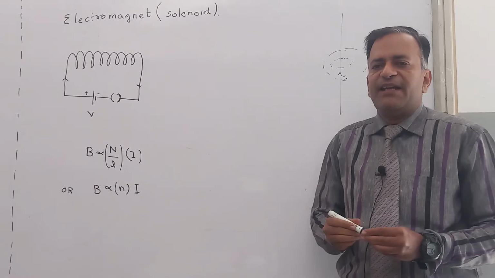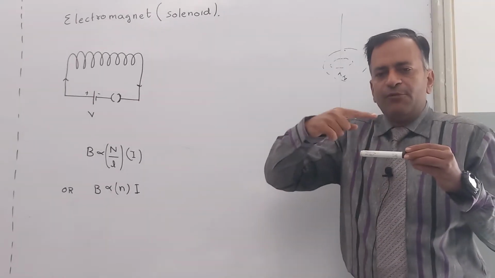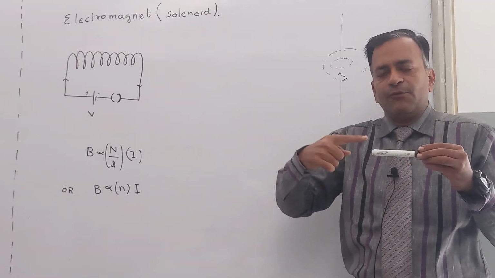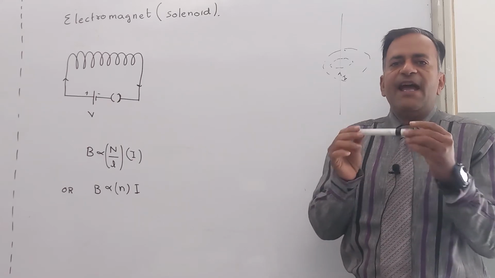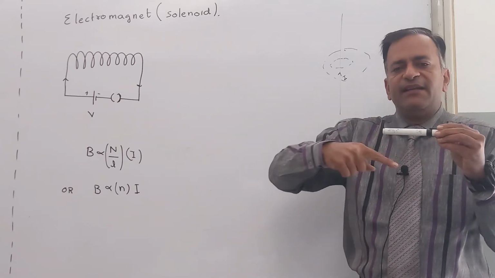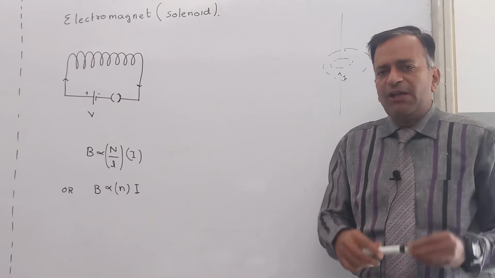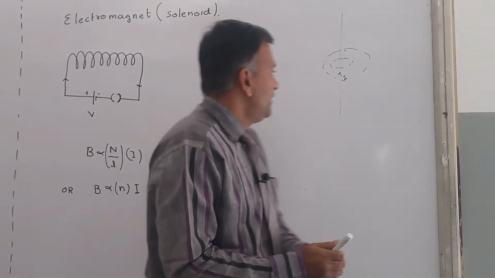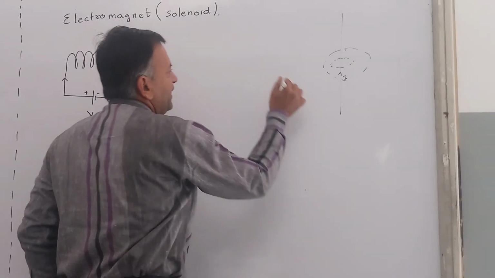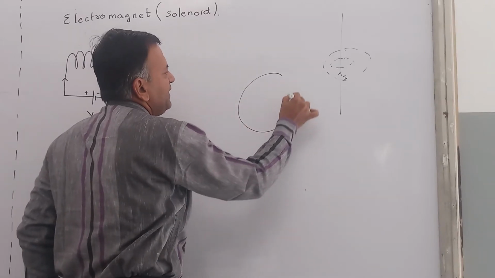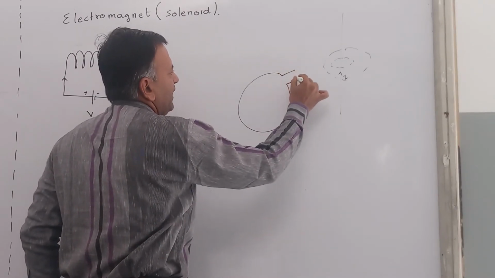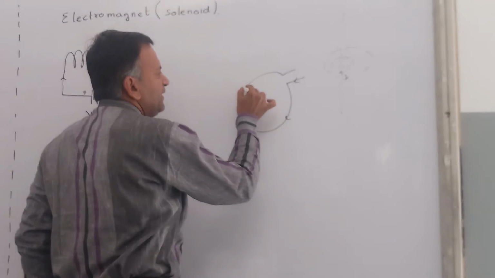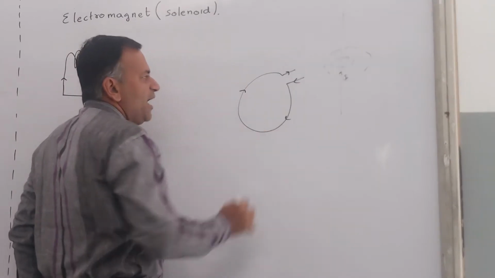I will take the wire and wind it around a cylindrical frame. So what will happen? The ends of the wire will now come closer like this, right? Current goes like this, then like this, then like this, and then it goes away from the loop.